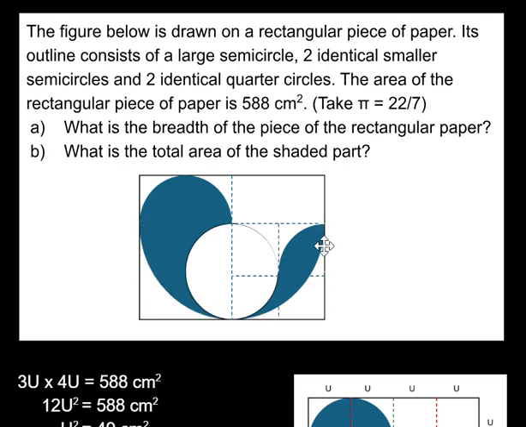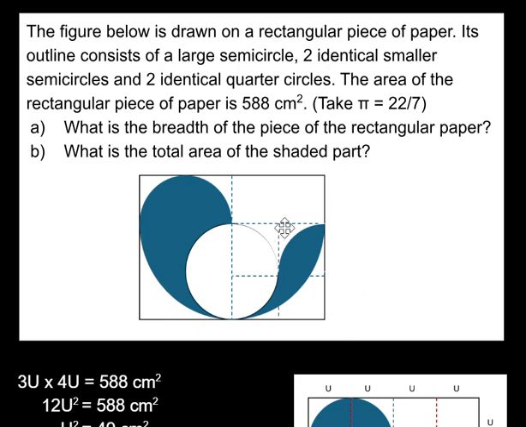A large semicircle. Okay. Two identical smaller semicircles. This is the smaller semicircle. This is the smaller semicircle. Okay. And two quarter circles. So there's one here and there's another one here. So this is the whole figure. Take pi as 22 over 7, and you're supposed to find this length here.